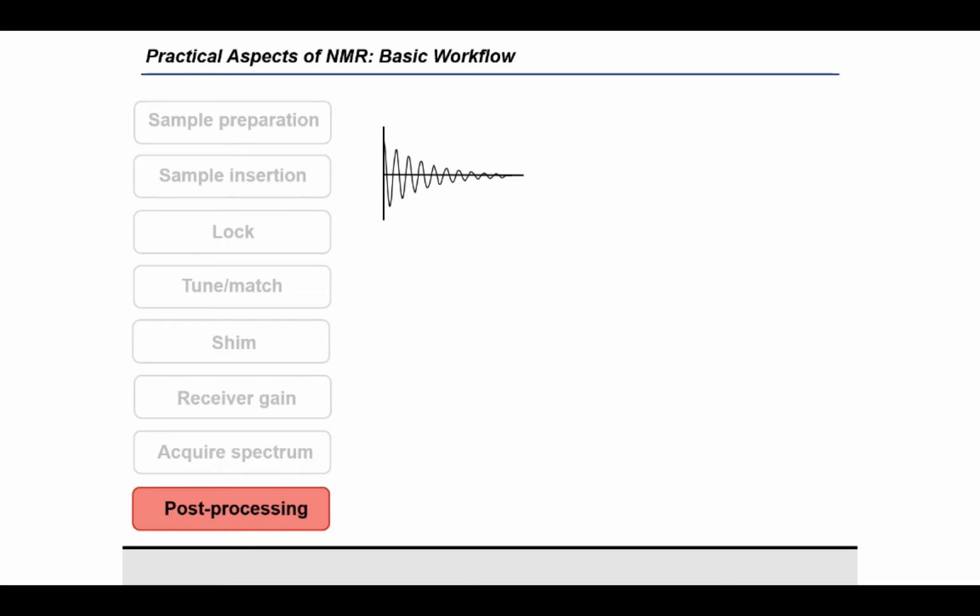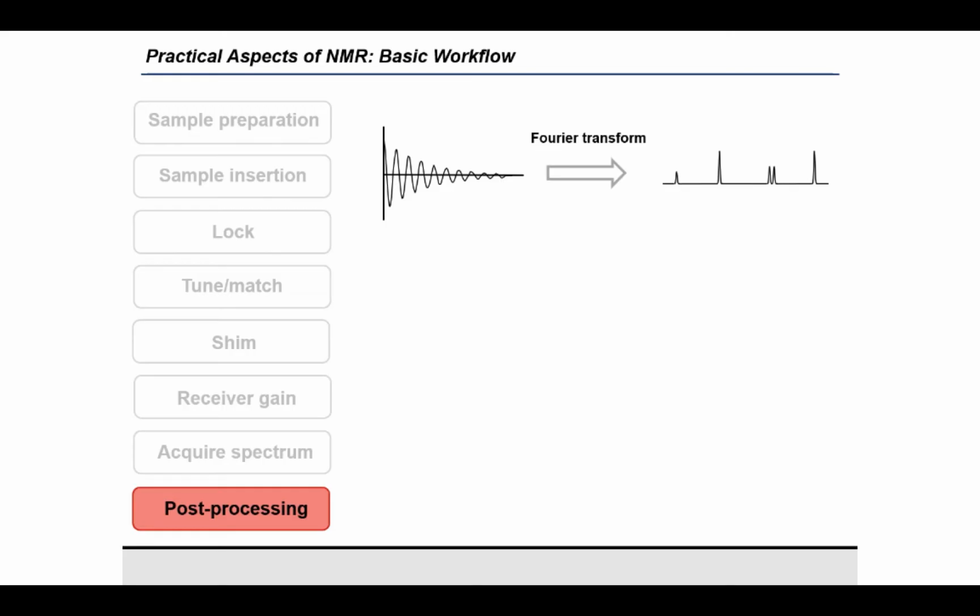After we've acquired our data, we get it in the form of what we call an FID, a free induction decay, which is basically a bunch of frequencies all superimposed on top of each other. What we can then do is a Fourier transform onto it to pull out all of these individual frequencies and get out the more familiar type of spectrum that you're used to seeing.